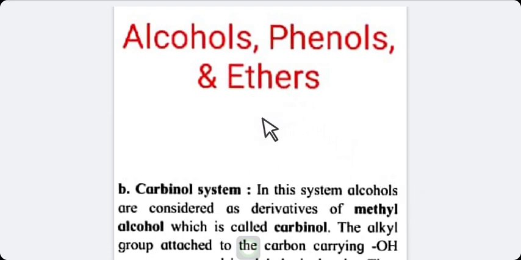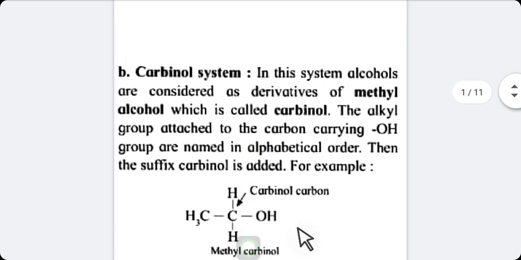Last time we have already studied the common name and IUPAC name of alcohol. One more system is there for the nomenclature of alcohol. The name of this system is the carbinol system. In this system, alcohols are considered as derivatives of methyl alcohol, which is known as carbinol.